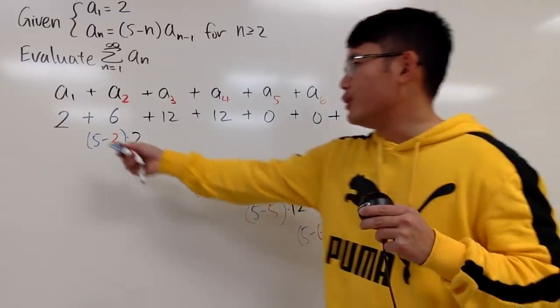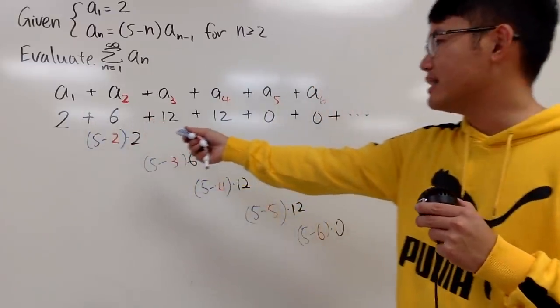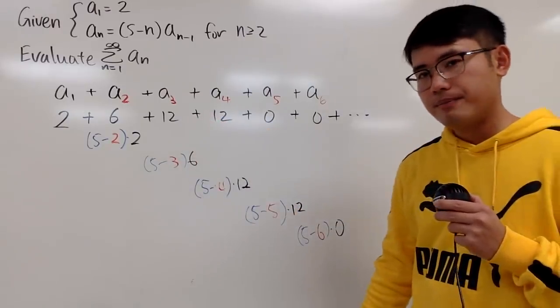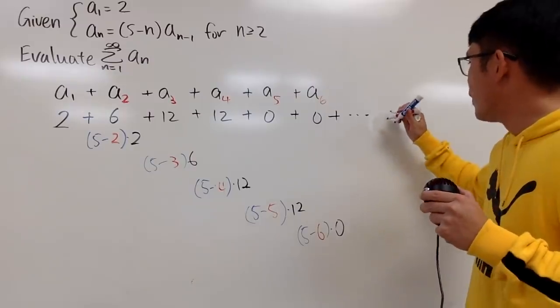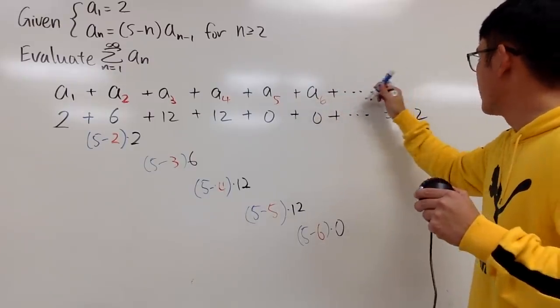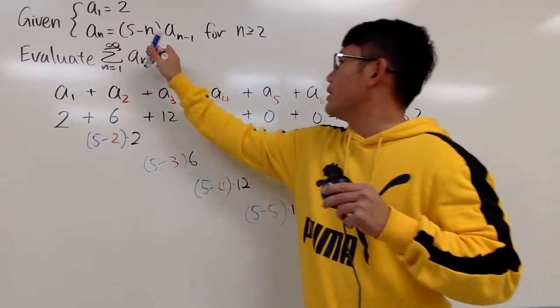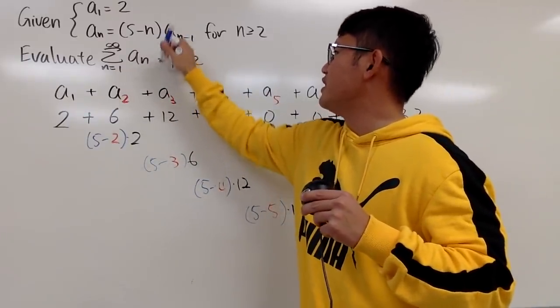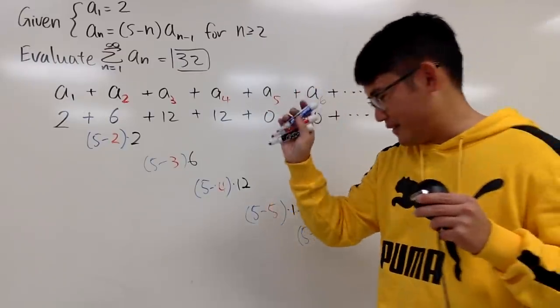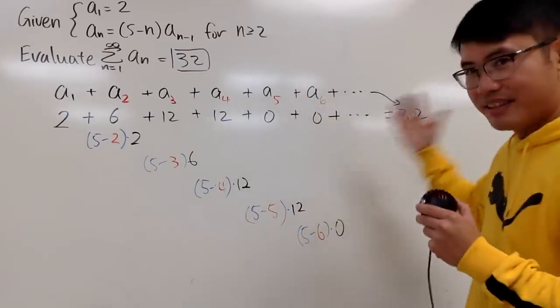And of course, you just have to add 2 plus 6, which is 8, plus 12 is 20, plus 12 is 32. Right? So altogether, you get 32. So I'll just put dot, dot, dot. You get 32. In other words, the answer to this is 32. It's tough, right? Really tough. But I did it. That's it.